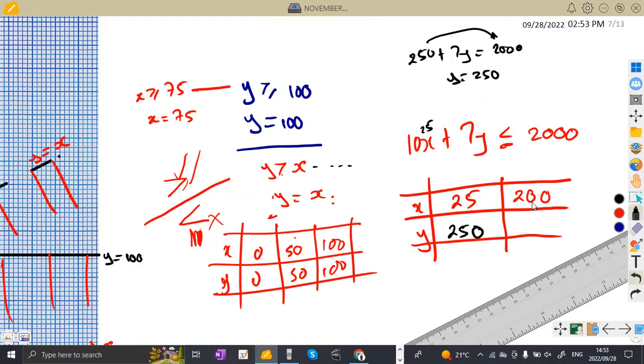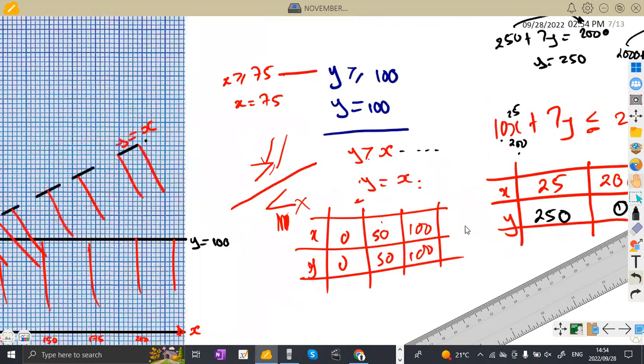Okay, what about if our x is 200? So this one is now 200 here. So it's 10 times 200, which is 2000. So it's going to be 2000 plus 7y is equal to 2000. As you can see, if we transpose this 2000 there, it is going to be 0. 2000 minus 2000, then divide by 7, y is going to be 0 there. So these are the 2 points that are enough in this case.